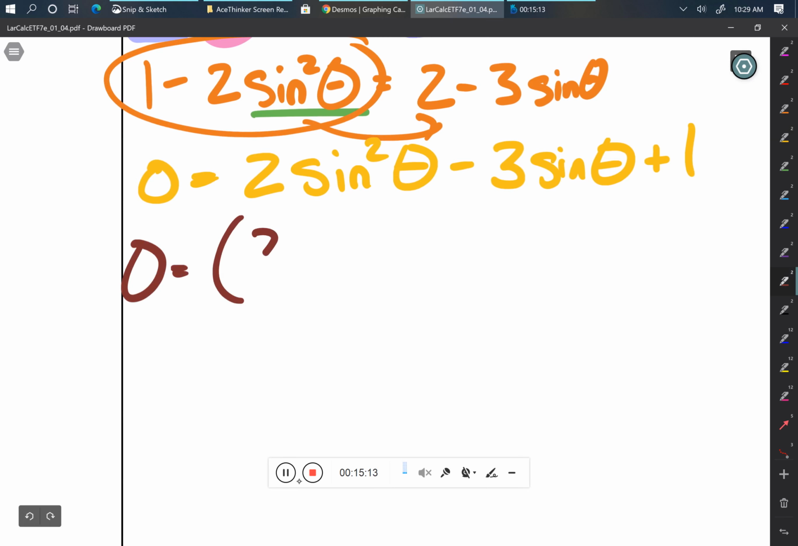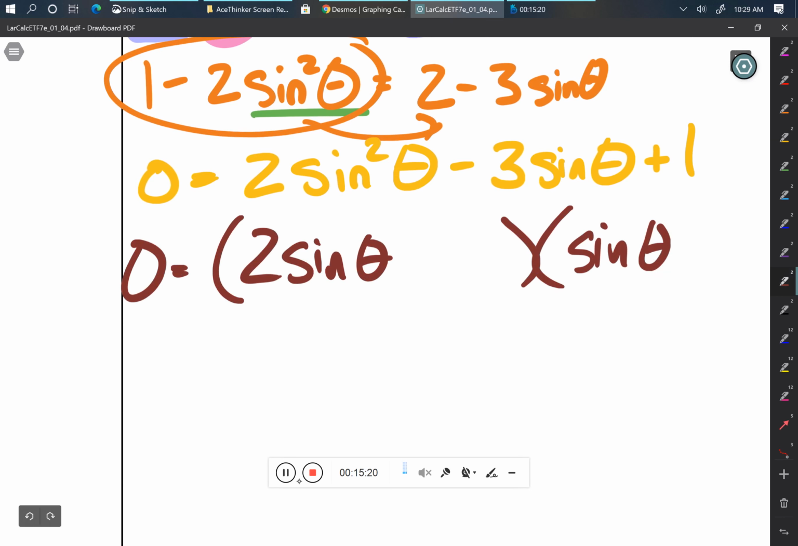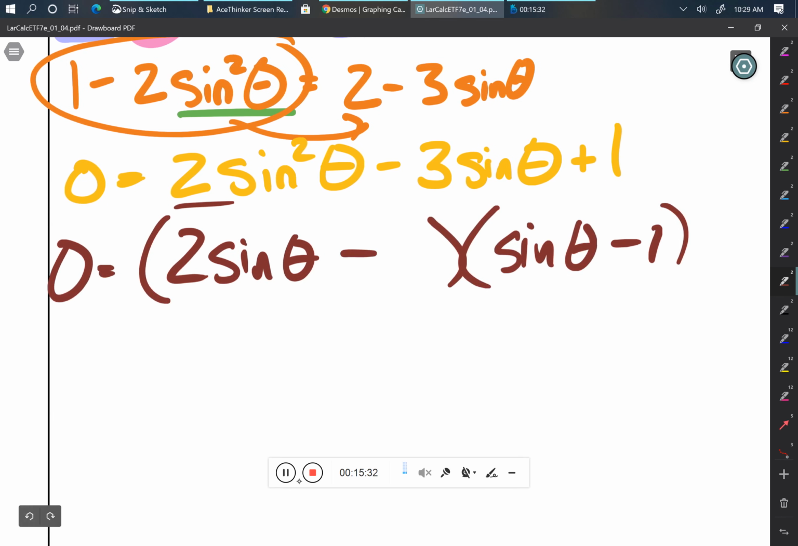And so if it factors, it's going to factor into 2 sine theta and sine theta. Since this is prime, the only way for it to factor is 2 times 1. And now I need to get that negative 3 and that positive 1. So how about a negative 1 and a negative 1? Will that work? First times first gives me 2 sine squared. Outer terms give me negative 2 sine. Inner terms give me negative sine, for negative 3 sine. Last times last is a positive 1.